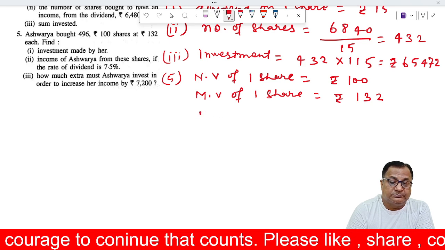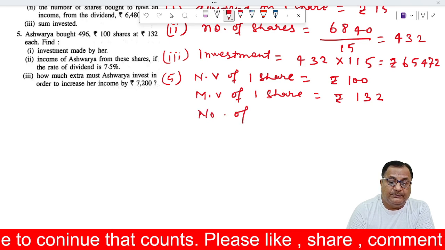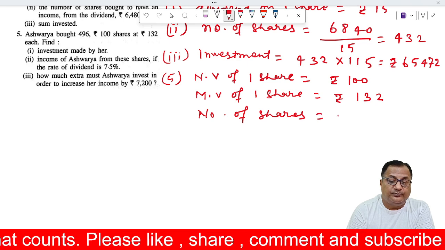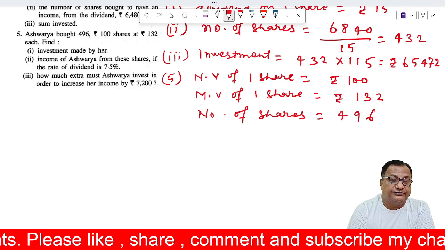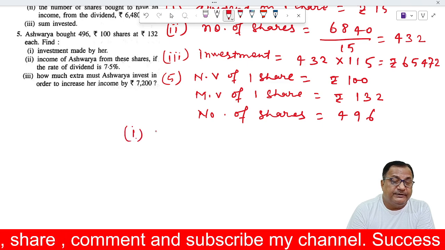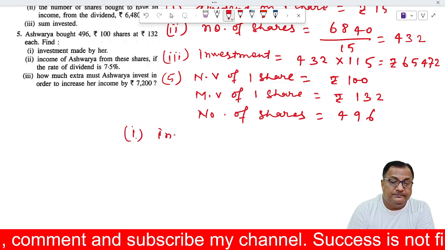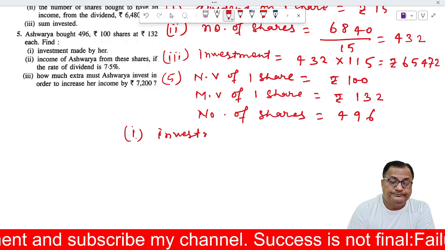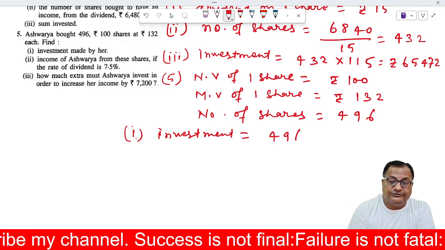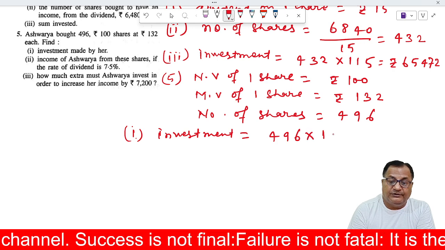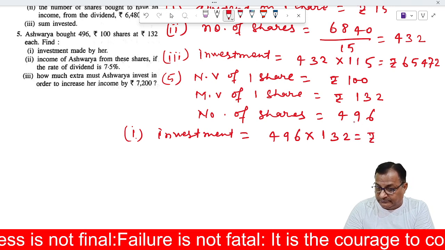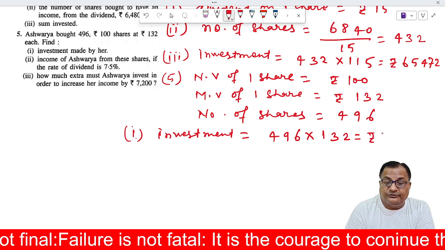Number of shares is equal to 496. Now question number 1: investment made by her. The investment is equal to number of shares 496 times the market value of one share, 132. So if you multiply this, we will get 65.